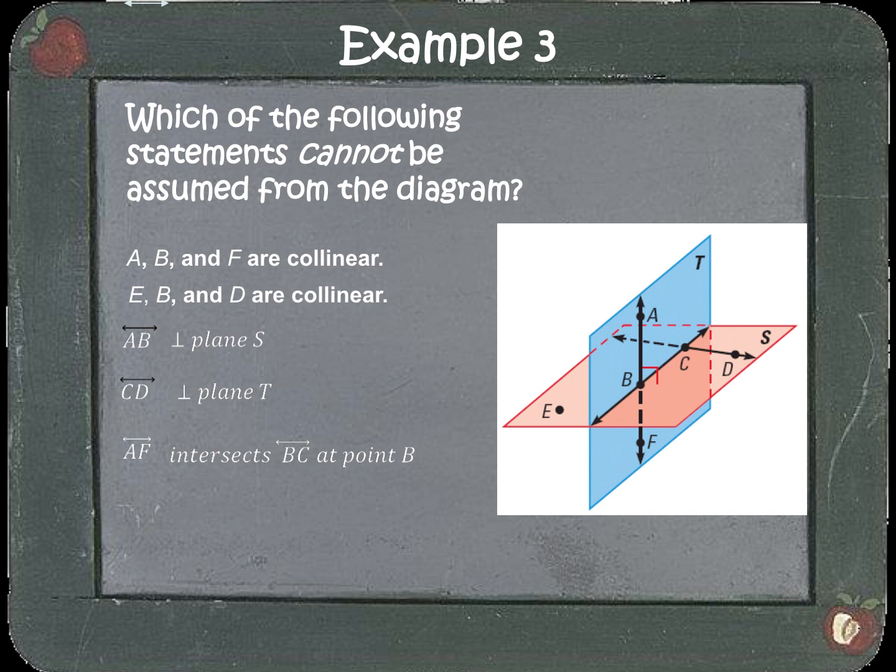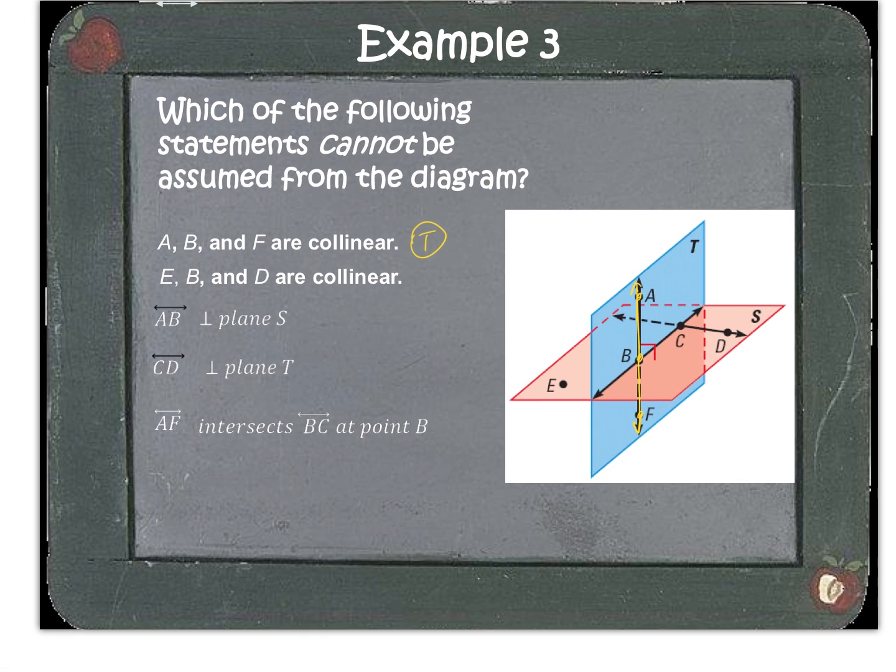Here we talk about which of the following statements cannot be assumed from the diagram, and here I have to be very careful. A, B, and F are collinear. So when I come over to here, I see that A, B, and F are all on this line that was drawn in here. So this is a true statement and a true assumption. Nothing wrong with assuming that those three points are on a line. In fact, they absolutely are.